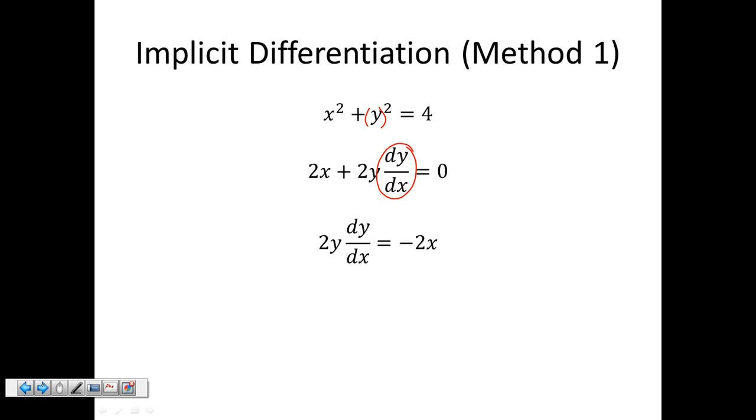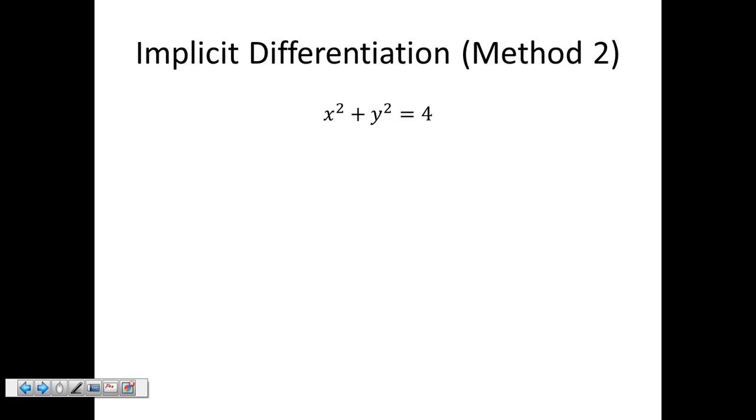So the first thing I'll do is subtract the 2x over, and then I'll divide by the 2y, so my 2's cancel, and I find out that dy over dx is equal to negative x over y. So now my derivative has both x and y's in it. Now I'm not surprised because I started out with a relation that was not solved for y. It was an implicit relation, so it had both x's and y's. My derivative, not surprised that it has both x's and y's in it.